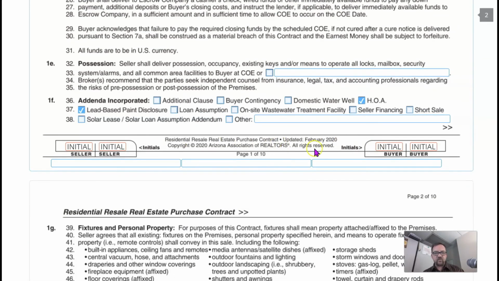Next line down, we have these initials at the bottom of every page. That is so the buyers and seller can say, yeah, I read this page. It also is specifically called out that if a buyer or seller fails to initial a page, it's still a contract. So none of that, I didn't initial page 2, so none of page 2 applies to me.